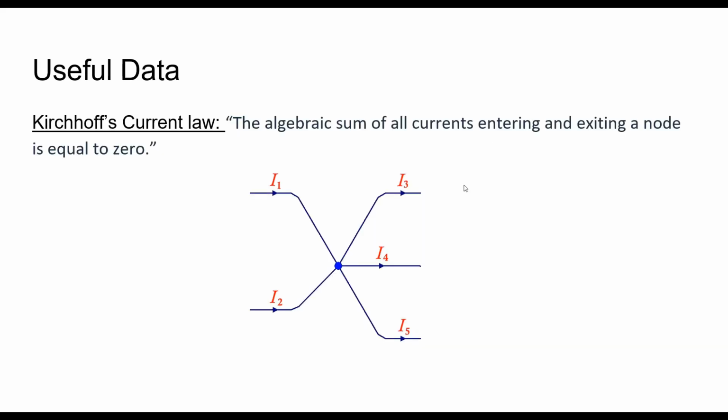In order to solve this problem, we need to know the concept of Kirchhoff's current law and the rectangular form to polar form conversion method. Kirchhoff's current law states that the algebraic sum of all the currents entering and exiting a node is equal to 0. In the node shown in the figure, we have 2 currents entering and 3 currents leaving. According to Kirchhoff's current law, I1 plus I2 is equal to I3 plus I4 plus I5.